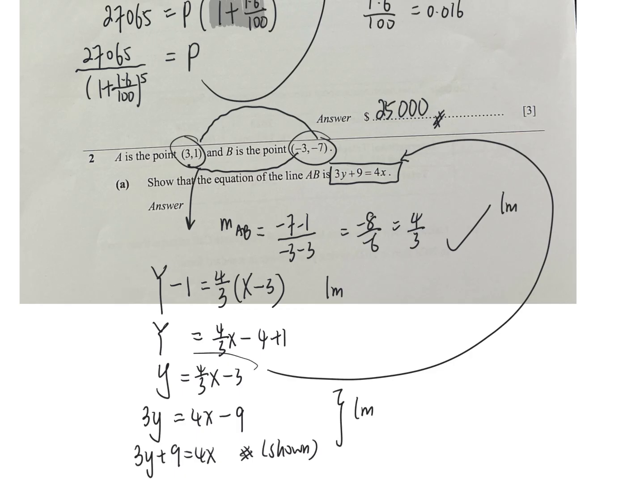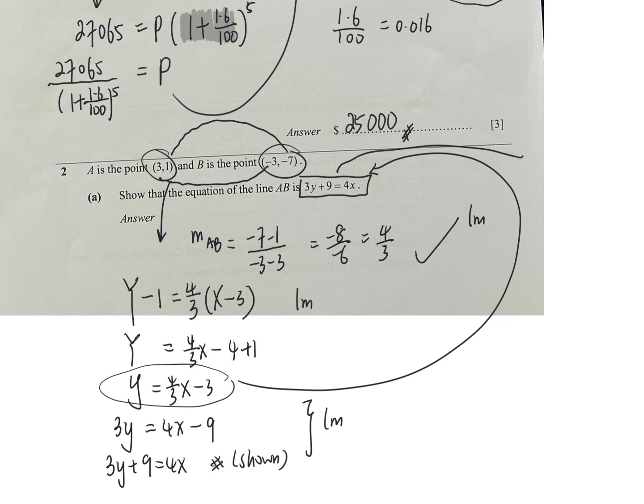Some of you just got this and then stopped there. But there's another group of you who manipulated this other one. That means you kept the y here, and then you divide by 3 throughout, and then you show me it's equivalent. Also okay, as long as you prove the equivalence for me.